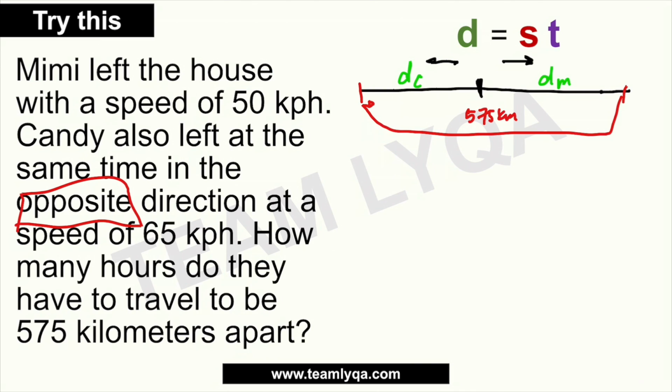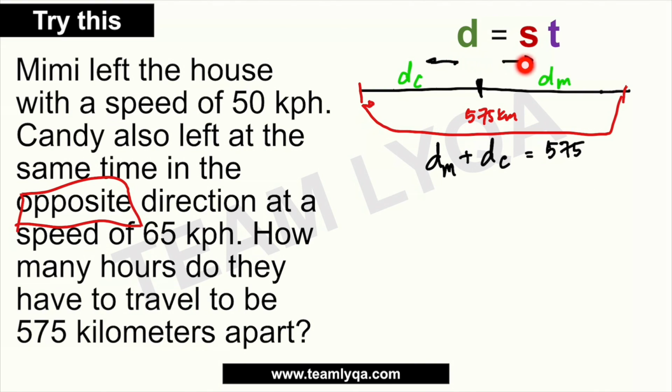So, again, that would be the distance of the first character, which is Mimi, plus the distance traveled by Candy, equal daw yan doon sa 575 kilometers, which is the combined distance nila pag nag-travel sila after some time. Hindi natin alam kung ilang time, pero this we know. Now that we have that, we can start substituting yung information na doon sa problem.